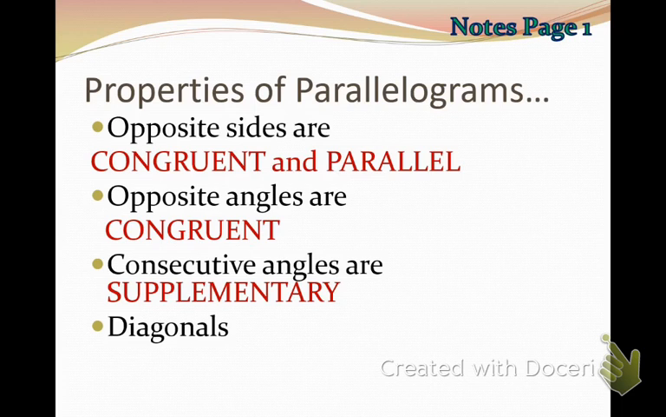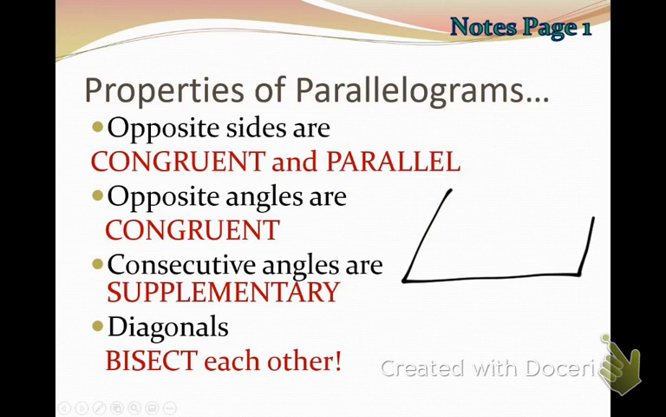Diagonals bisect each other. So basically, if you have a parallelogram, pick a semi-easy number. Okay, pick an easy number for me. 4. Okay, an easy number that's a degree. 30, sure. Okay, so let's say this was 30 degrees.